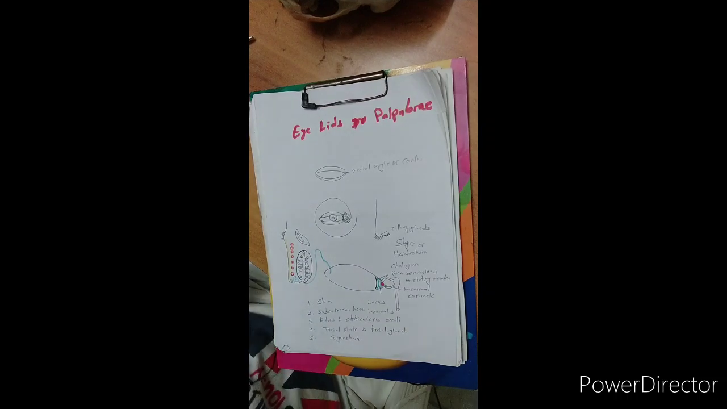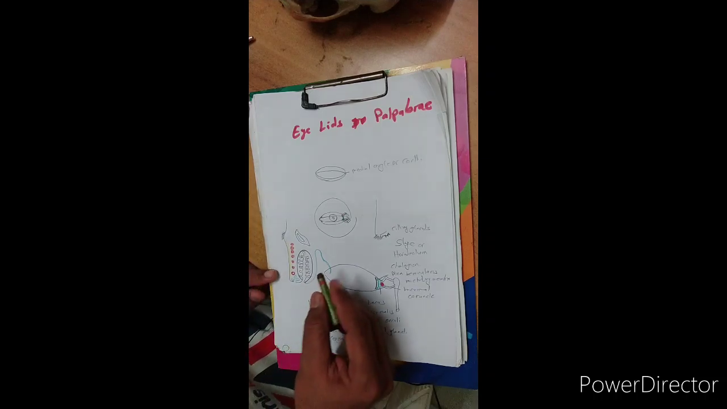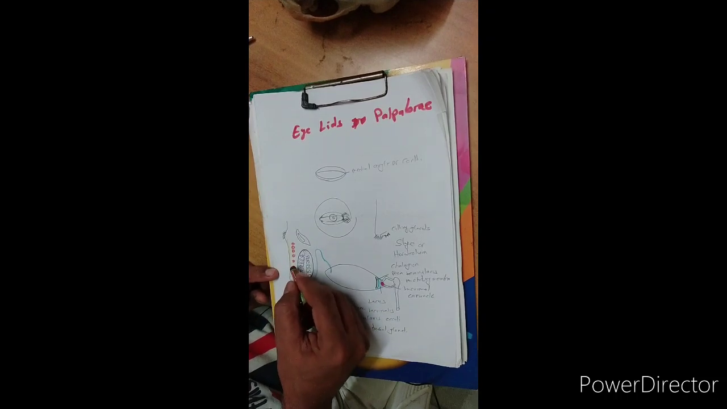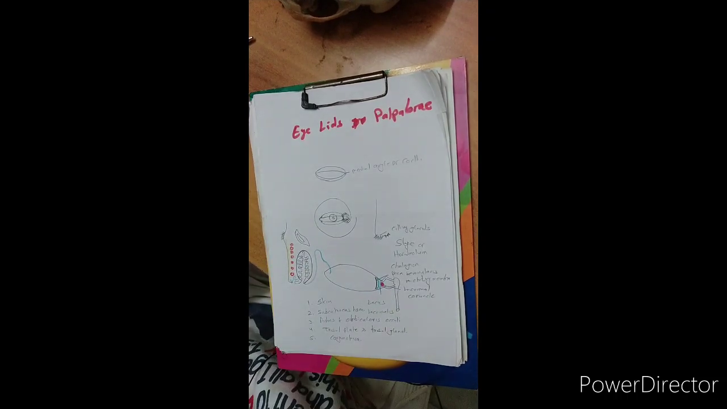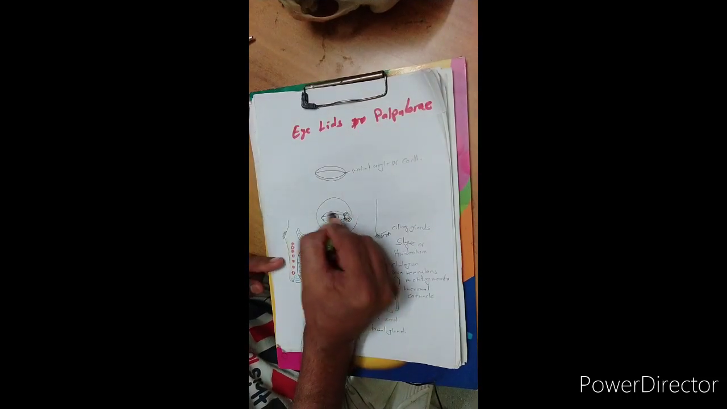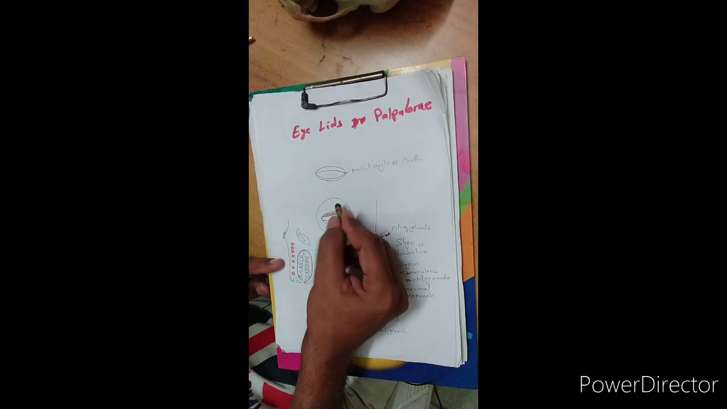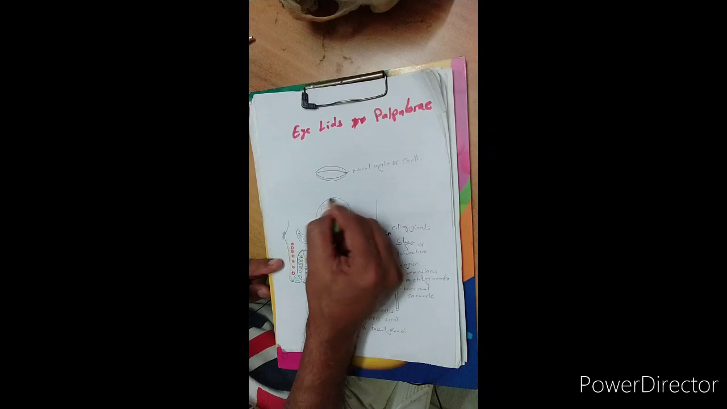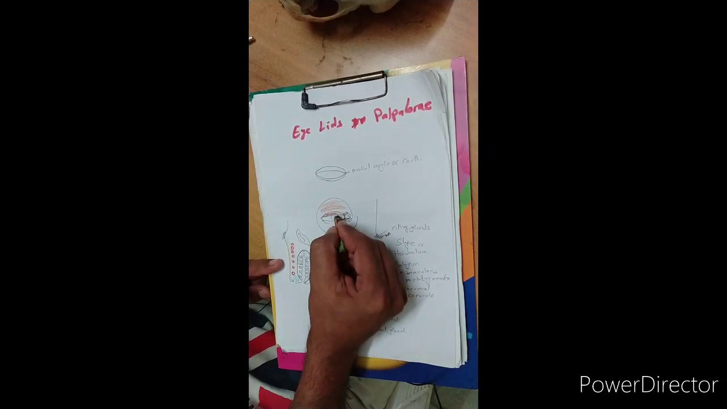Okay, here is the orbicularis oculi muscle. This orbicularis oculi muscle forms the palpebral part, parallel to the palpebral fissure. It passes here. This is the palpebral part of the orbicularis oculi. The orbicularis oculi also has the orbital part. Suppose this is the orbital part here, and this is the palpebral part.